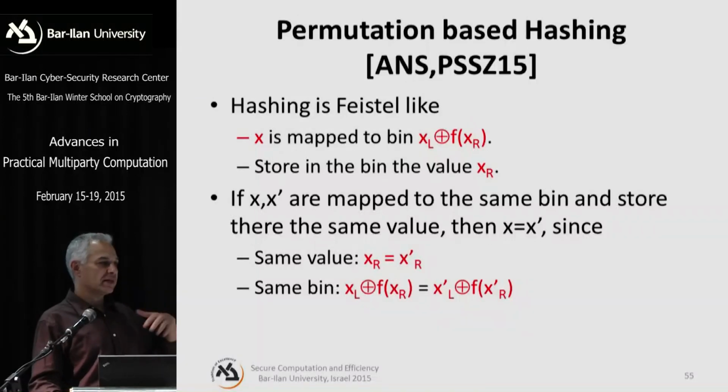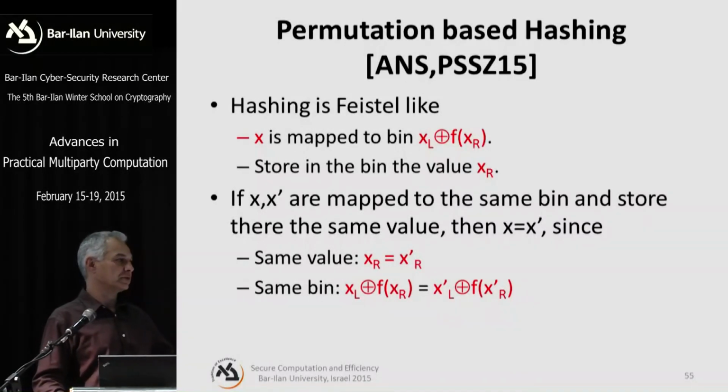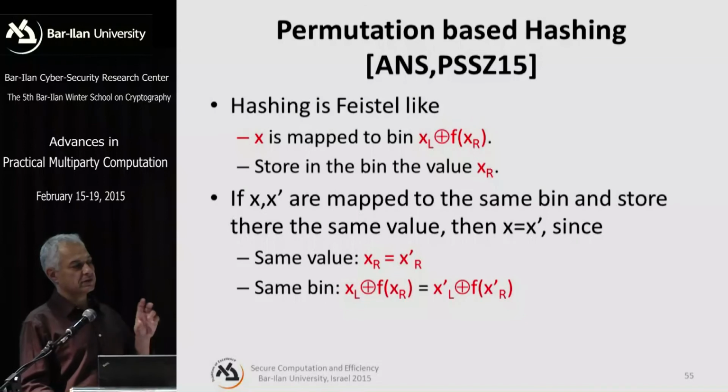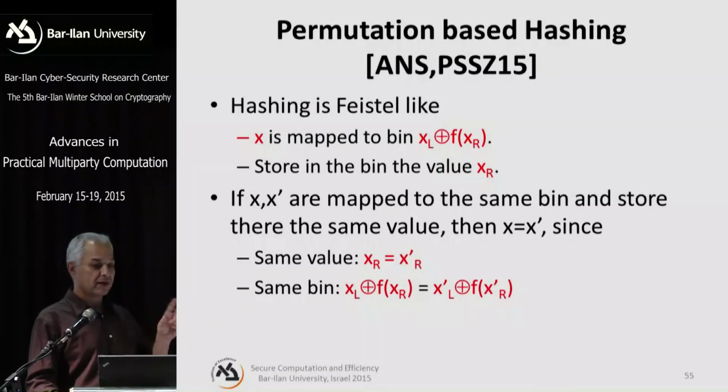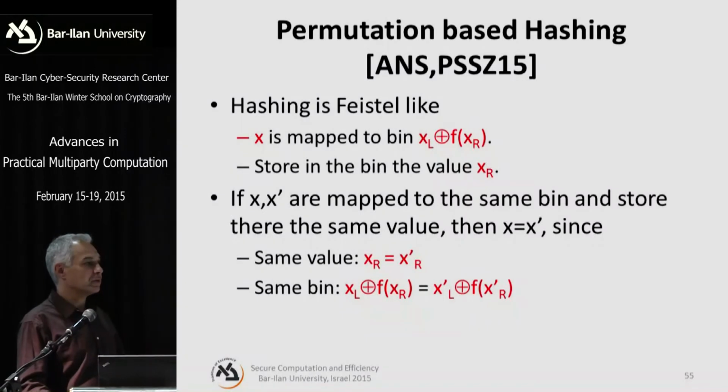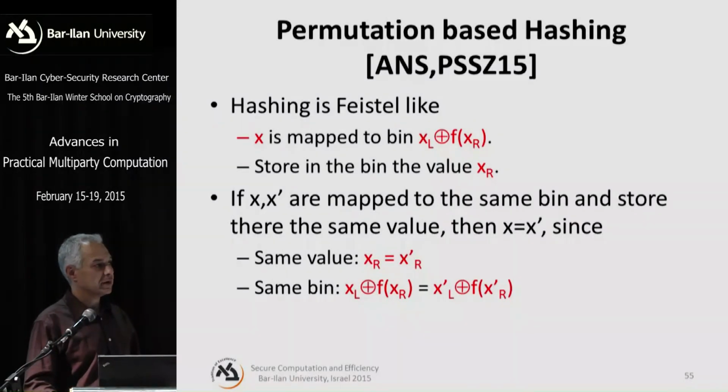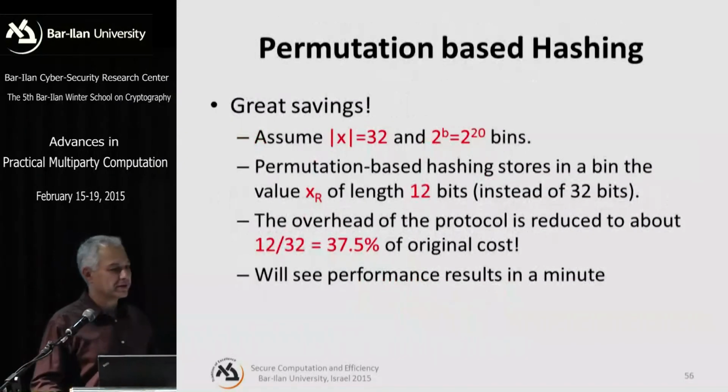So we still have to pad as in the previous construction, but what we gain is that what we store in each bin is only 12 bits instead of 32. So now for each item, we have to do 12 oblivious transfers instead of 32. So this is almost a factor of 3 improvement. And a very nice trick to show.